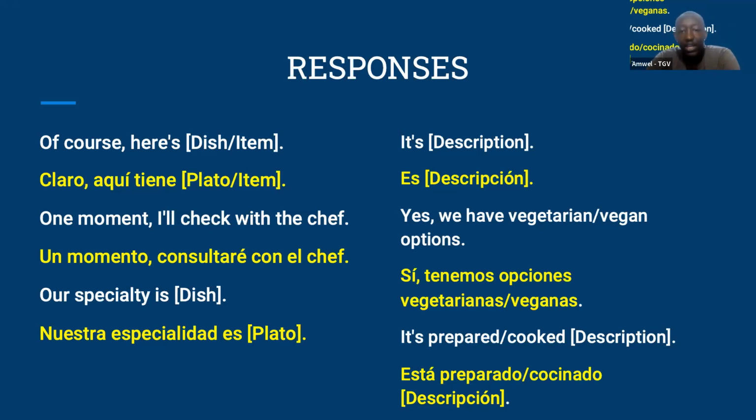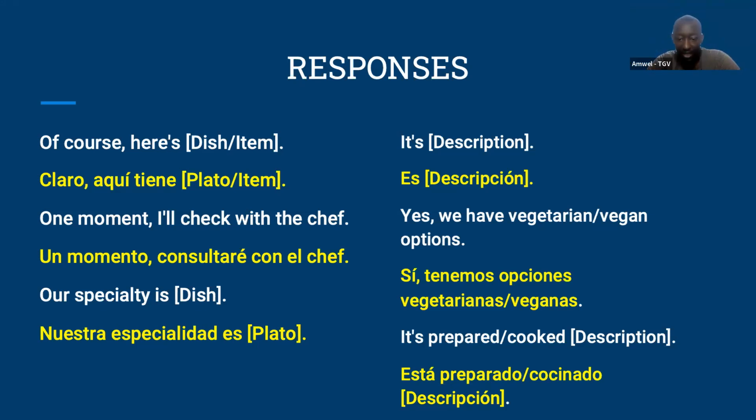Then also, for example, somebody asking what is in the dish, then they can tell you es frijoles. So it is beans. Okay. Yes. Then also, for example, if you're asking if they have vegetarian options, then they can tell you sí, tenemos opciones vegetarianas o veganas, or vegano, depending. Okay? We good? Yes.